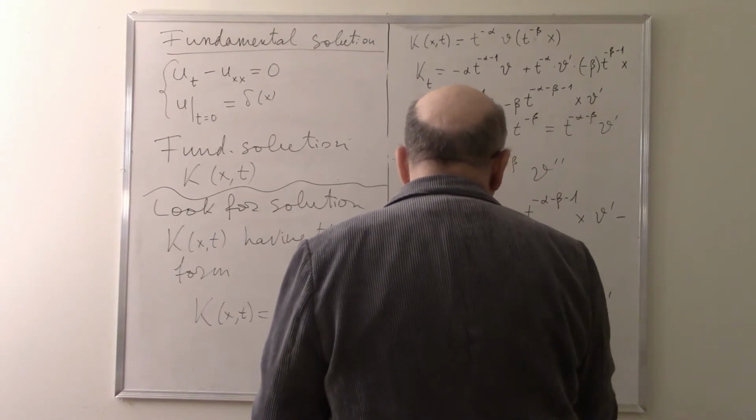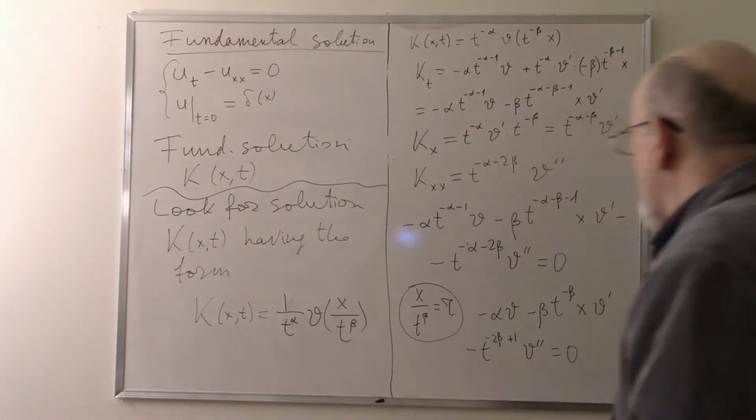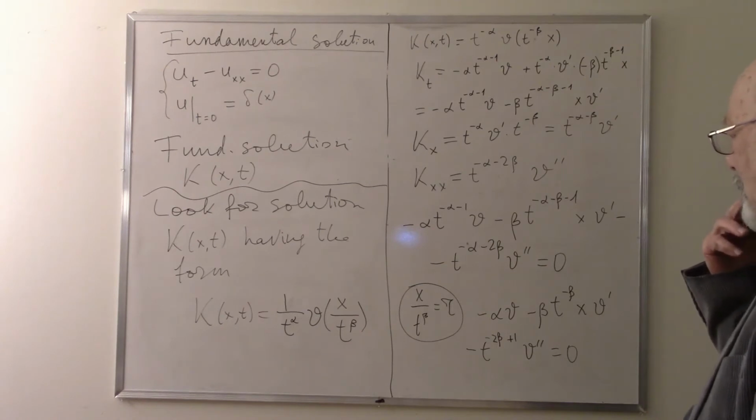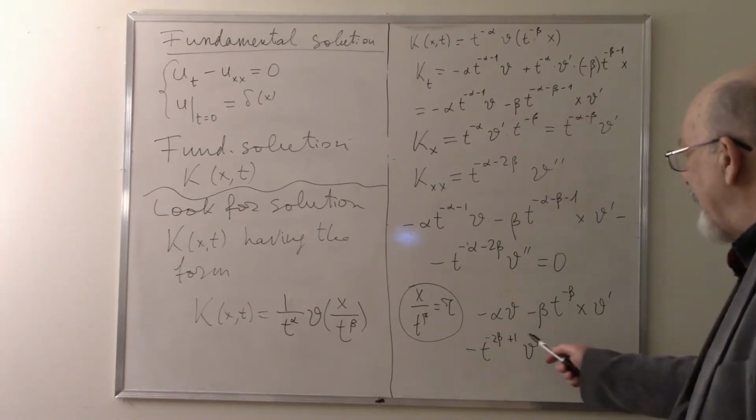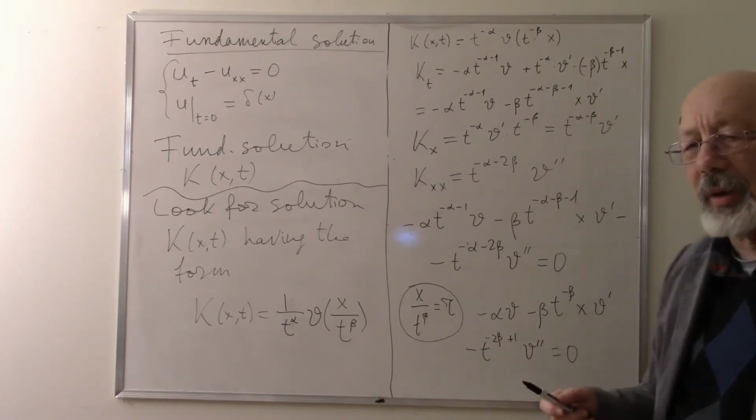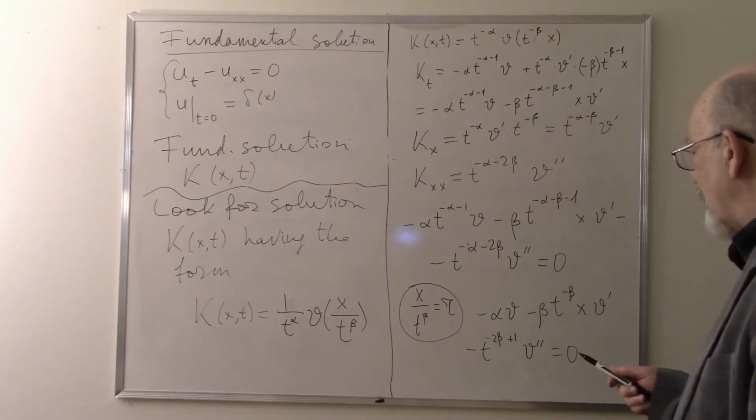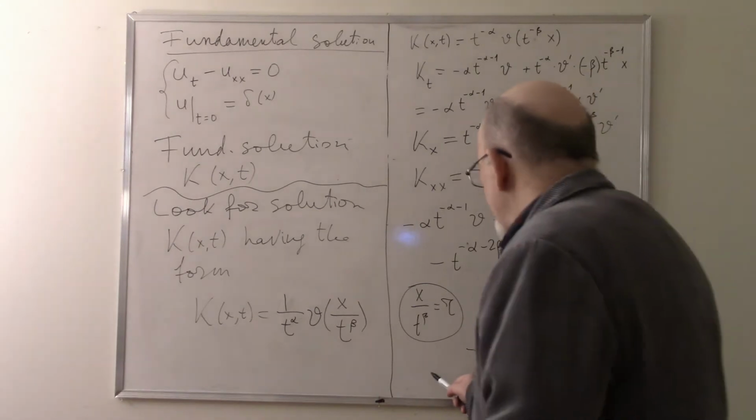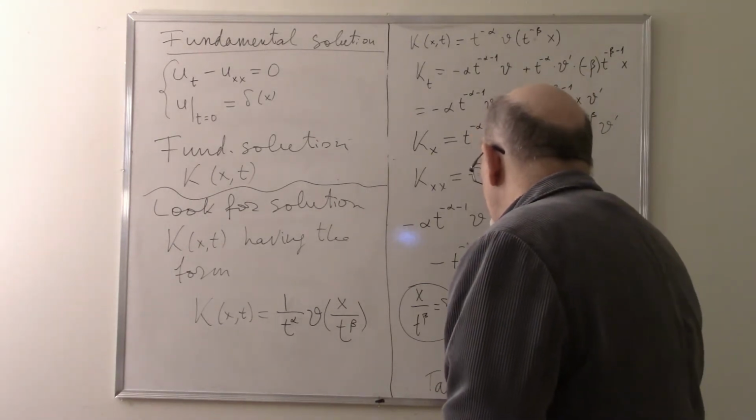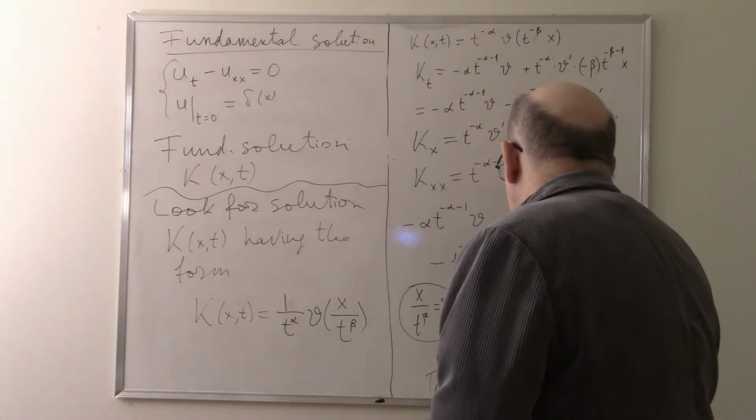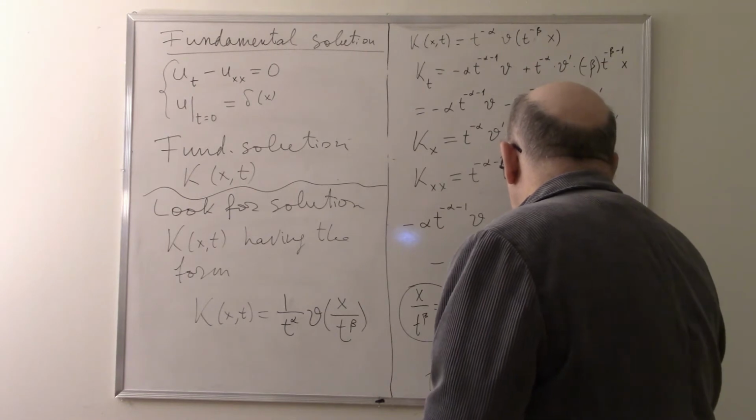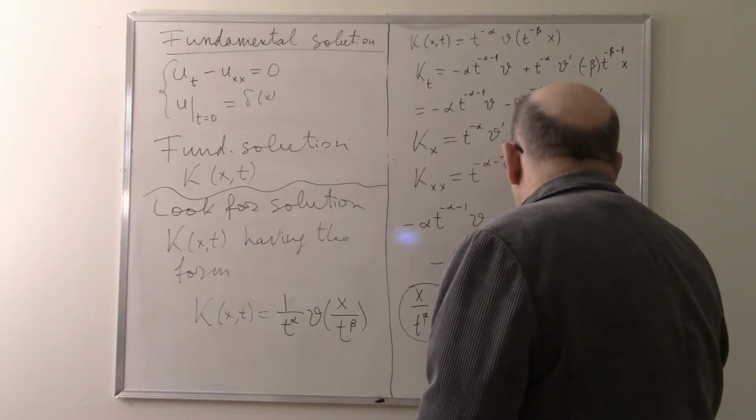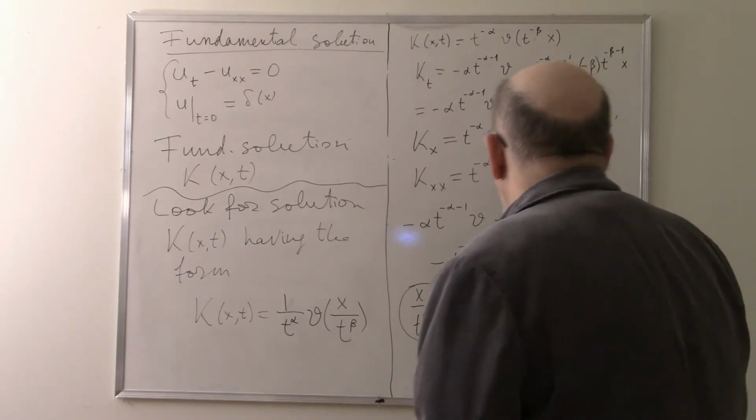Minus 2 beta plus 1. Yes, and now let us look. Alpha and beta are in our hands, so we can simplify it. Let us take alpha equal beta equal 1/2. Yes?